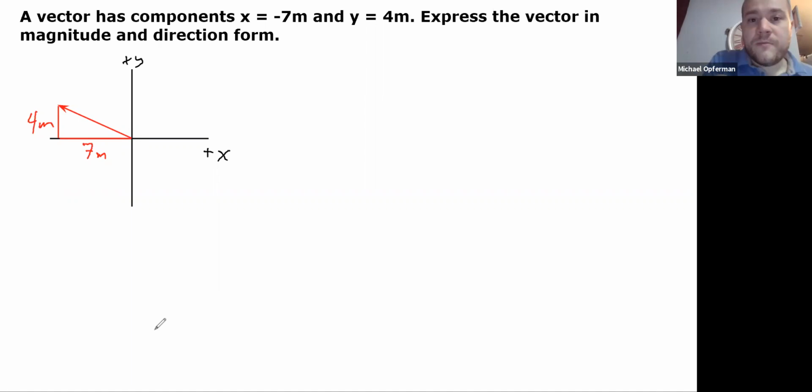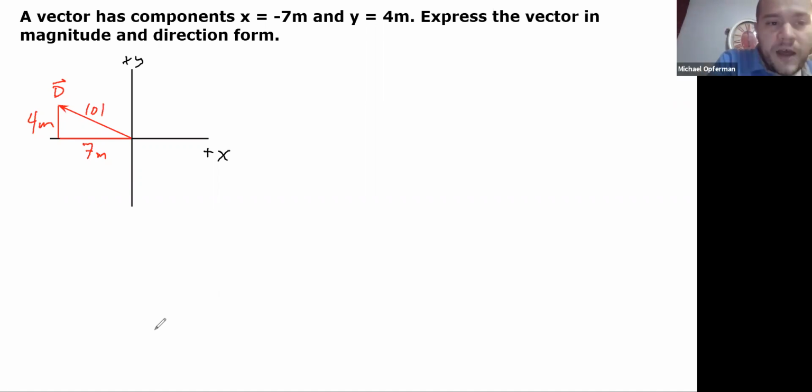What should we call this vector? How about vector D, because it's some kind of displacement or something like that. Distance isn't a vector, but it's some kind of displacement. So I'm going to call it D. And the hypotenuse of the triangle here is going to be the magnitude of D.